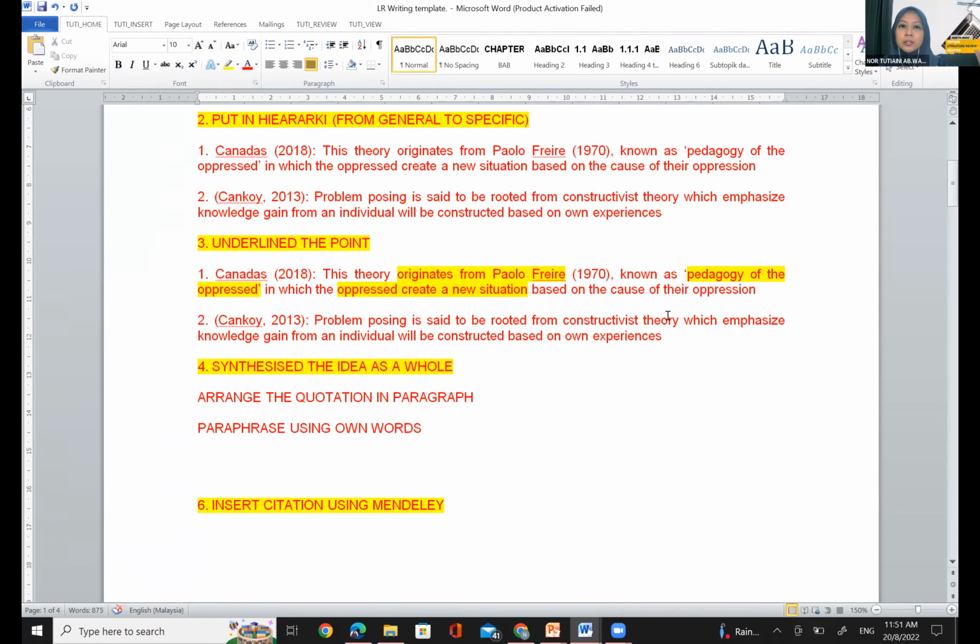Based on their situations of oppression, the pressure that people face from that situation, they create a new situation to keep on their living. For example. Okay, so those are its keywords. Now let's go to Kenkoy.